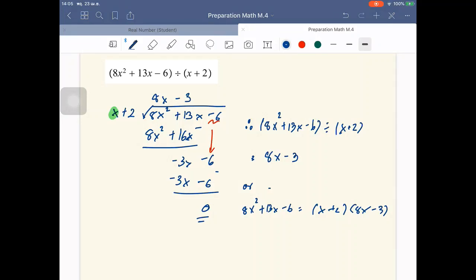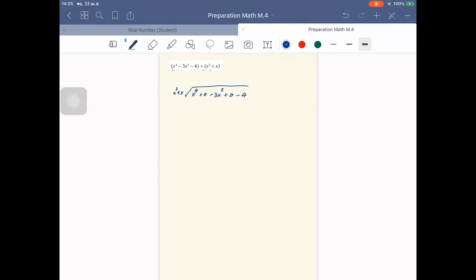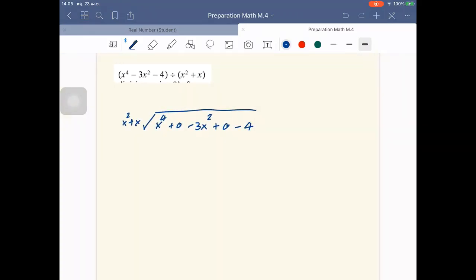Okay, next question. This next question is a little bit difficult. You see, x to the power of 4, there is no degree of 3, so I leave it 0. There is no degree of 1, so I leave it 0. That is the setup to find the quotient polynomial. So again, which number should you multiply to eliminate x to the power of 4? You should multiply x to the power of 2.